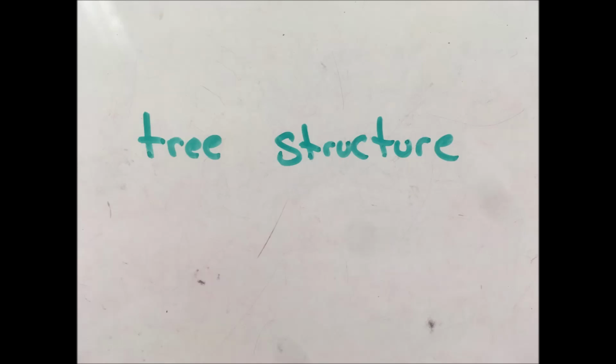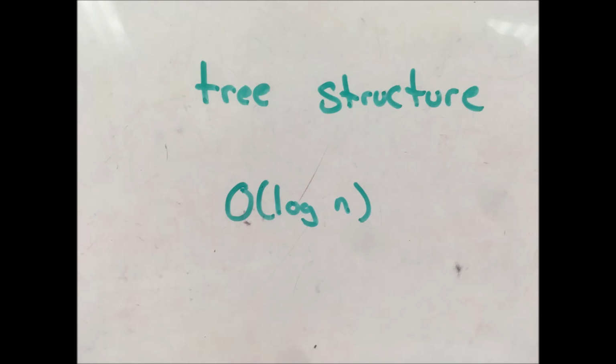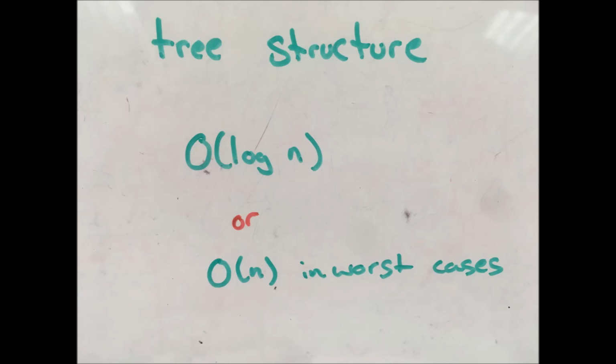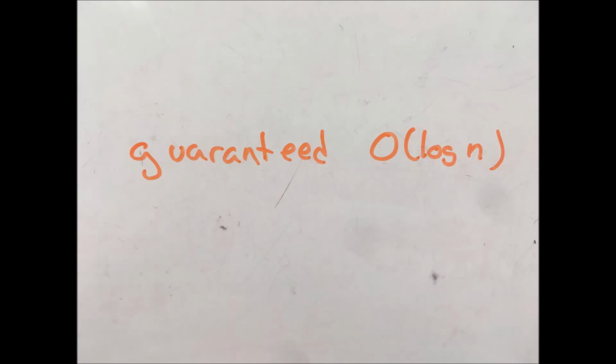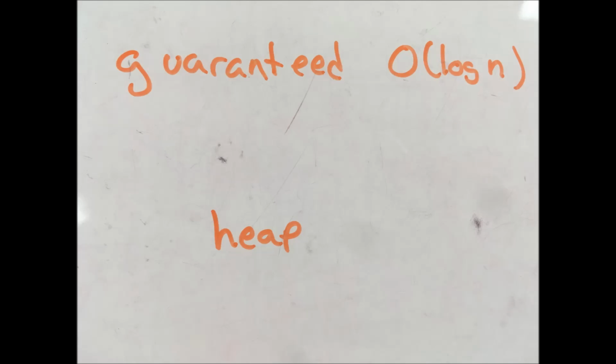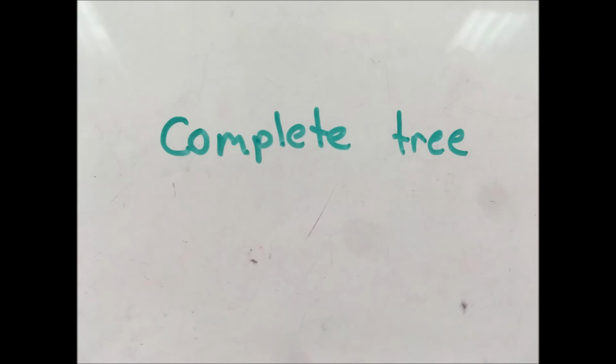We can use a tree structure to keep track of items in a priority queue, which generally provides an O(log n) performance for both insertion and deletion. Unfortunately, if the tree becomes unbalanced, performance will degrade to O(n) in worst cases. There is a structure that will provide guaranteed O(log n) performance for both insertion and deletion, and it's called a heap. Heaps are based on the notion of a complete tree.